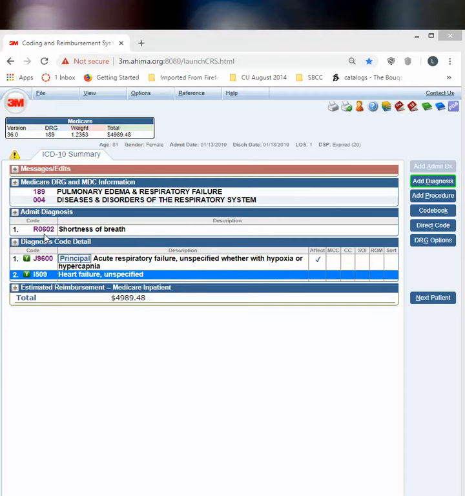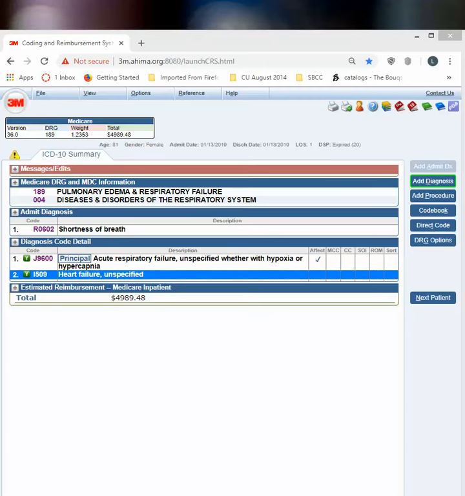Her admission diagnosis again is R06.02. You have her 2 ICD-10 CM diagnosis codes, you have her 2 POAs, and then you have some estimated reimbursement based on the base rate that's loaded in this 3M educational software system.